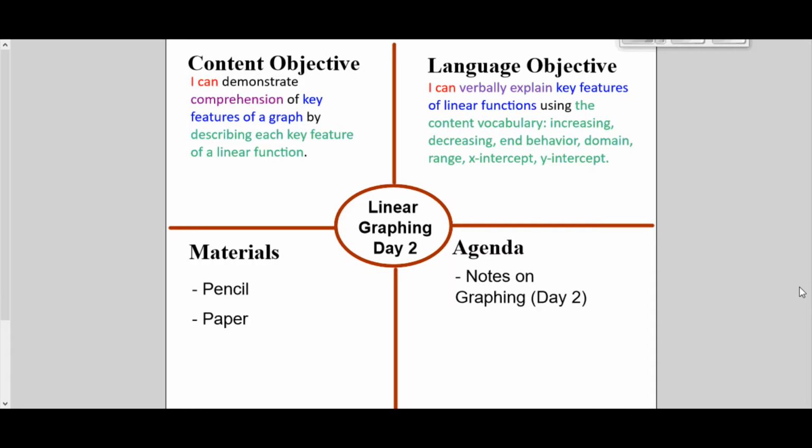A new vocabulary term here is end behavior, and we'll talk about that when we get there. And domain, range, x-intercept, and y-intercept. And those are 4 terms that we saw in the last set of notes. So let's start off by just going over what domain and range are.